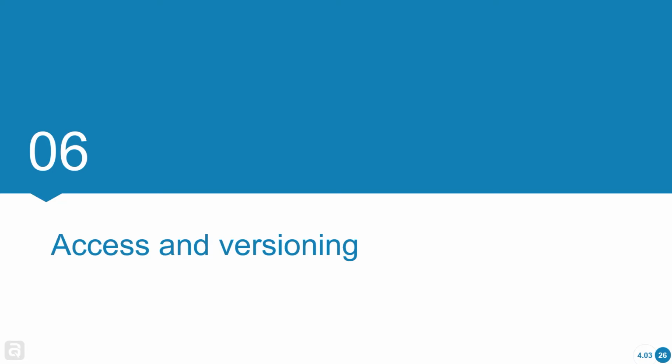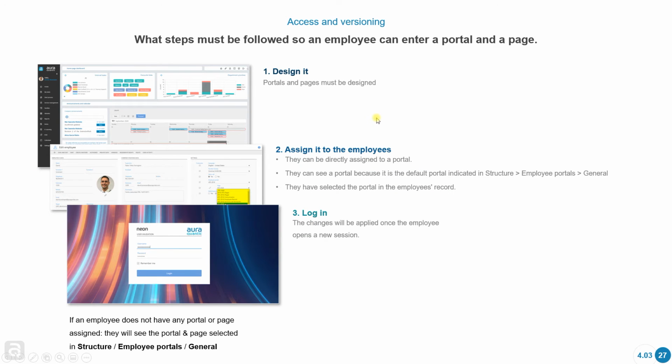Access and versioning. Now here we can see how an employee user is going to access a portal. Basically, we have to design it. Once it's been designed, we have to assign it to the employee. We can do this in 3 different ways.